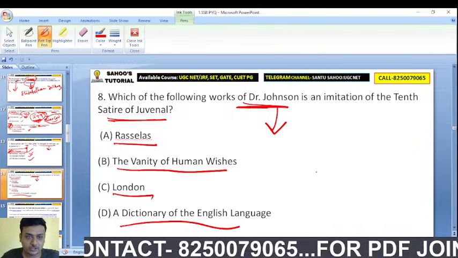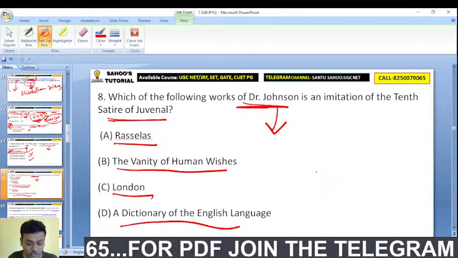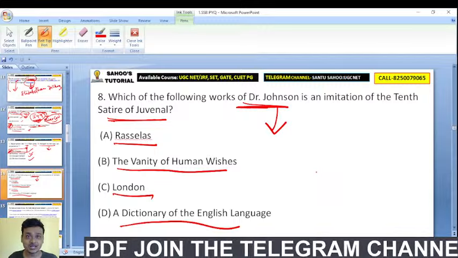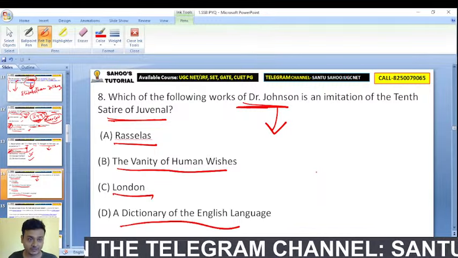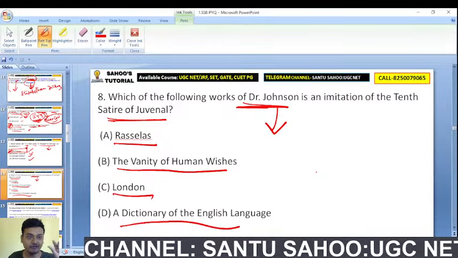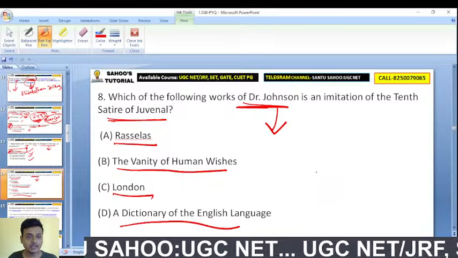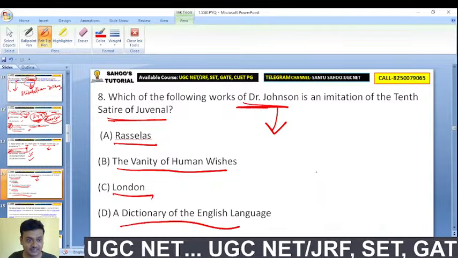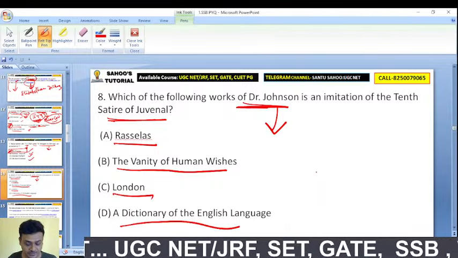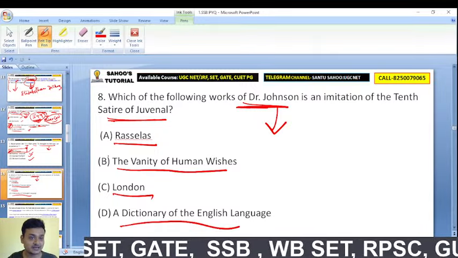Here, Dr. Samuel Johnson is an imitation of the 10th satire of Juvenal. And you all know that Samuel Johnson has also written a novel called Rasselas. Okay, Rasselas. And here, The Vanity of Human Wishes, exactly. Excellent, Orko. Here, The Vanity of Human Wishes is the right answer.